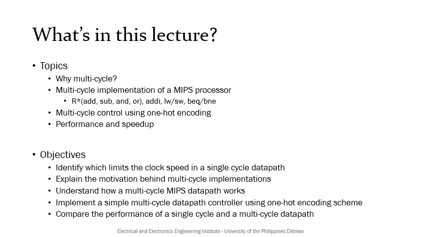Our objectives for this lecture are the following. First, identify what limits the clock speed in a single cycle data path, explain the motivation behind multi-cycle implementations, understand how a multi-cycle MIPS data path works, implement a simple multi-cycle data path controller using one-hot encoding scheme, and lastly, compare the performance of a single cycle and a multi-cycle data path.